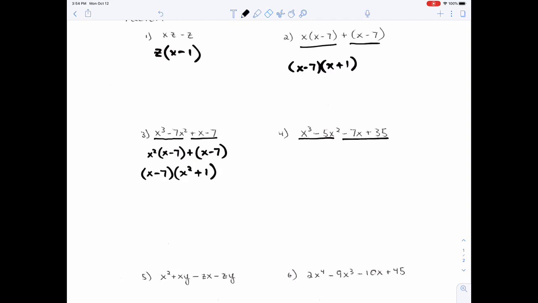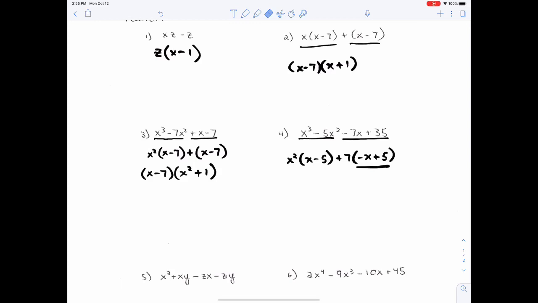Okay, let's take a look at number 4. What do we have in the first two terms of number 4? An x squared. That leaves us with x minus 5. Okay, now what do we have in the last two terms? You could say there's a 7, that's true. But watch what happens if I pull out a 7. I get negative x plus 5. And notice these are not the same. Well, we want those to be the same. We want it to be a greatest common factor.